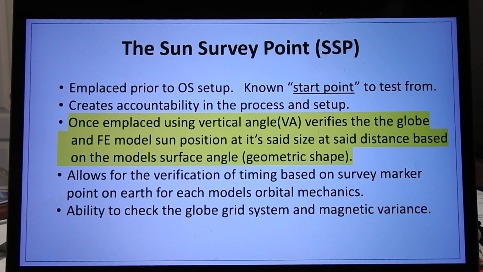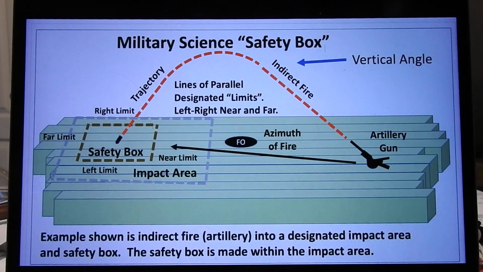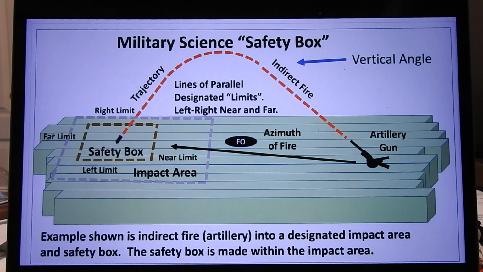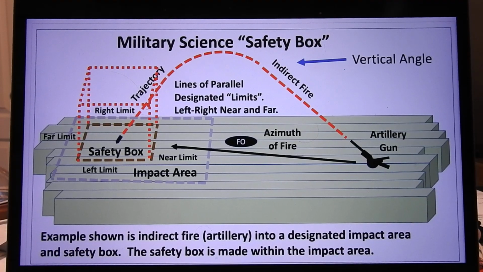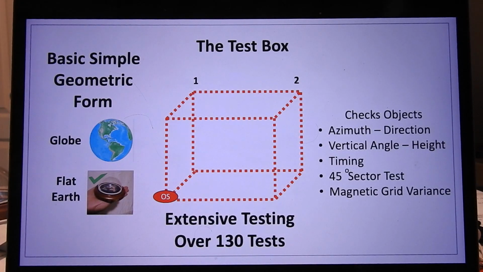Again, this is why we use the higher knowledge and the 9-step geometric validation process, which I developed from military science, live fire safety, and kill boxes, because they do have those defining limits: near, far, and left and right limits. They are definitive. And again, that's accountability within the entire process.